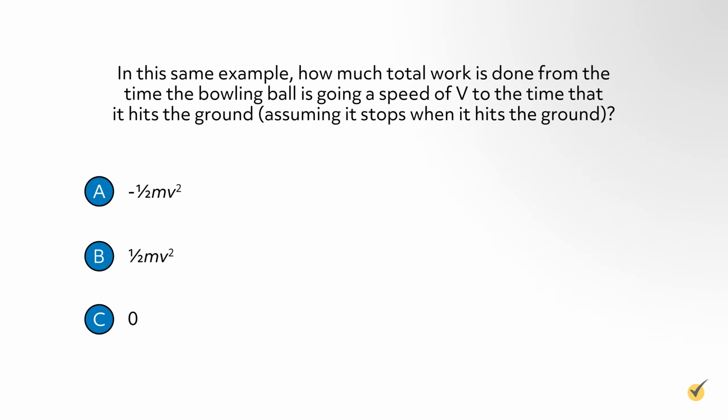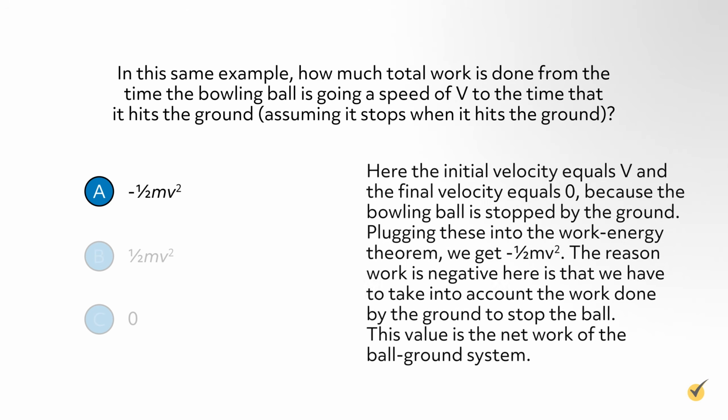The correct answer is A. Here, the initial velocity equals v and the final velocity equals 0 because the bowling ball is stopped by the ground. Plugging these into the work energy theorem, we get negative 1/2 mv squared. The reason work is negative here is that we have to take into account the work done by the ground to stop the ball. This value is the net work of the ball-ground system.